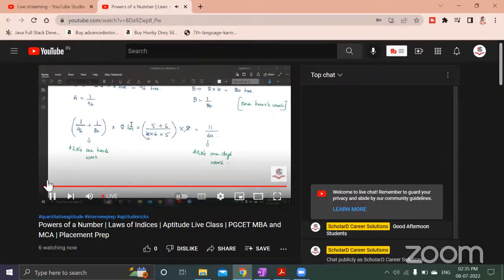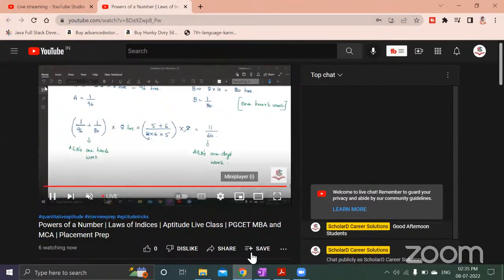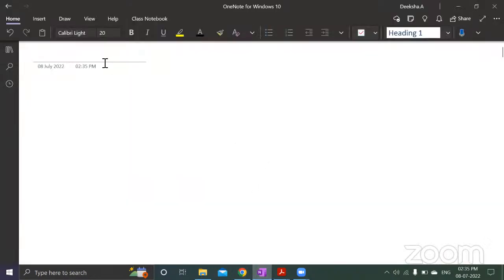Okay, so today we will be learning powers of a number, also called laws of indices. This is a topic that is common for both MCA and MBA syllabus. Whatever we have learned so far is common for both MBA and MCA. But this topic is going to come as an MCA topic. For those who are going to write MCA exams, this will be an MCA topic.